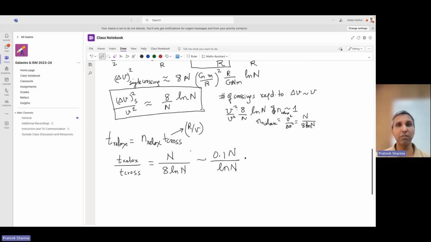Okay, so this is what it means through two-body interactions. There can be other, like resonant, interactions and so on. We are just talking about these collisions when two stars come close and get deflected substantially. That's what I'm talking about.